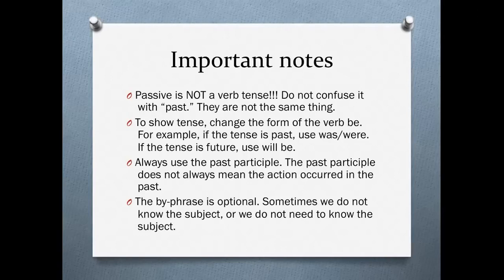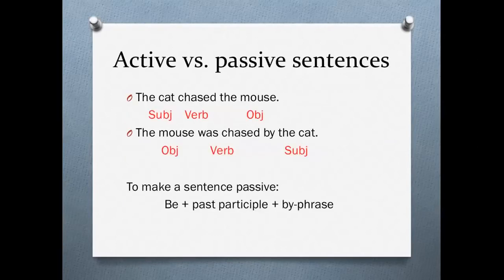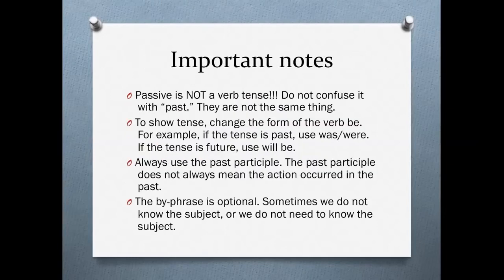If you want to show tense, so if you want to show when an action happened, then you change the form of the verb be. You remember, to make a sentence passive, we need a form of the verb be plus the past participle plus the by phrase. So when we want to show tense, we change be. The past participle doesn't change. We change the form of the verb be. So if the tense is in the past, then we would use was or were, because that's the past of be. If the action happens in the future, then we would use will be, because that's the future of be.